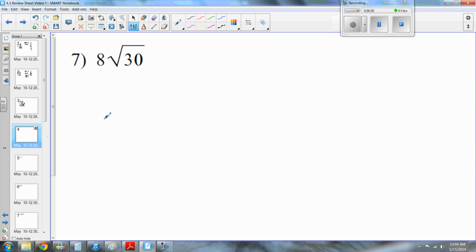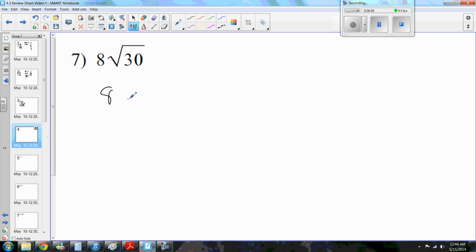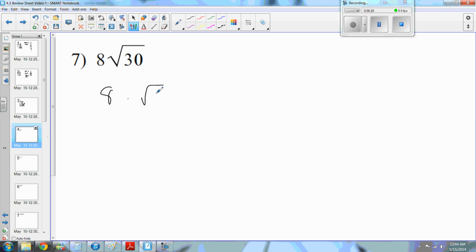Okay. 8 root 30. 8 is just a multiplier on the end here. Square root of 30. Does that have a perfect square factor? Let's see. Does 30 divided by 4? No. Divided by 9? No. 16? No. I can once again check this on my calculator. It turns out 8 root 30 is my final answer.